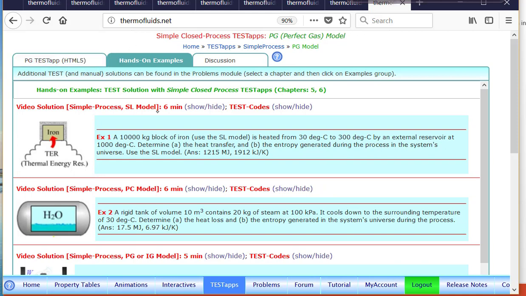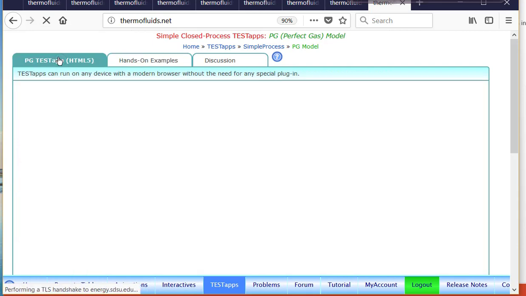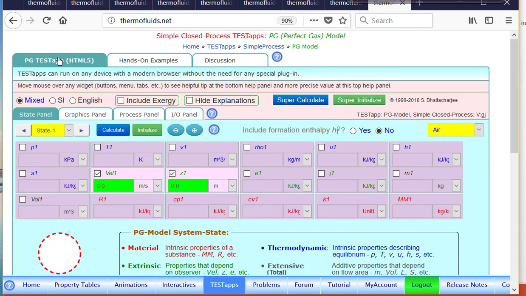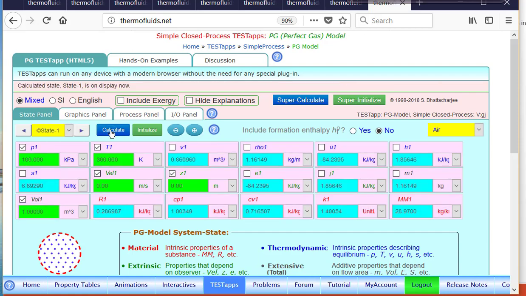as soon as you come to this page, the default page is always a hands-on example. So there are detailed examples of closed process solutions here. But just to give you an overall idea, here is our closed system state panel. If you recall, we have covered that. Suppose you have air at 100 kPa. If you recall, we solved a problem such as this to find the state of a gas. If you know the volume, temperature, and pressure, the state is calculated.